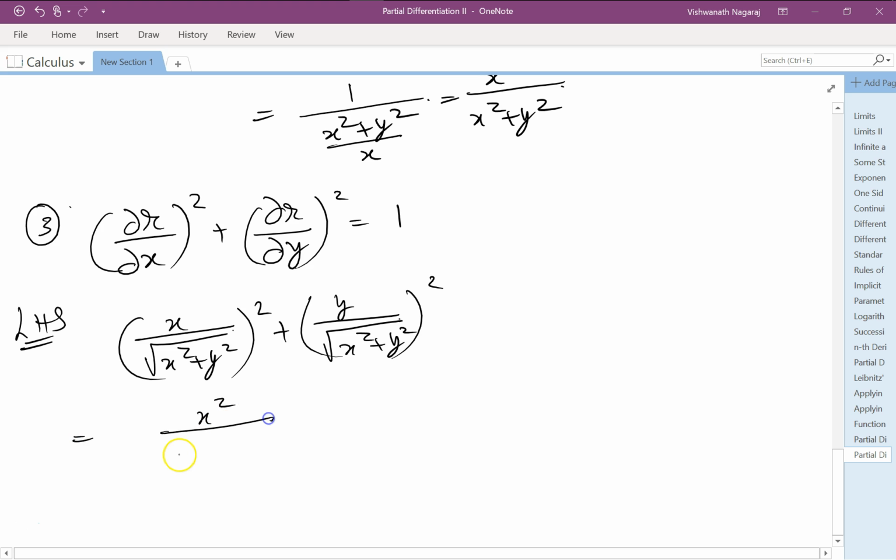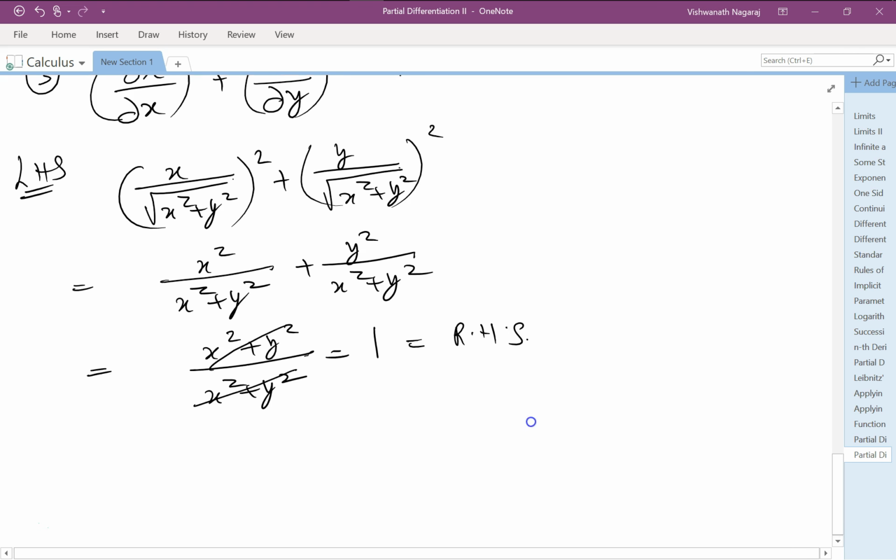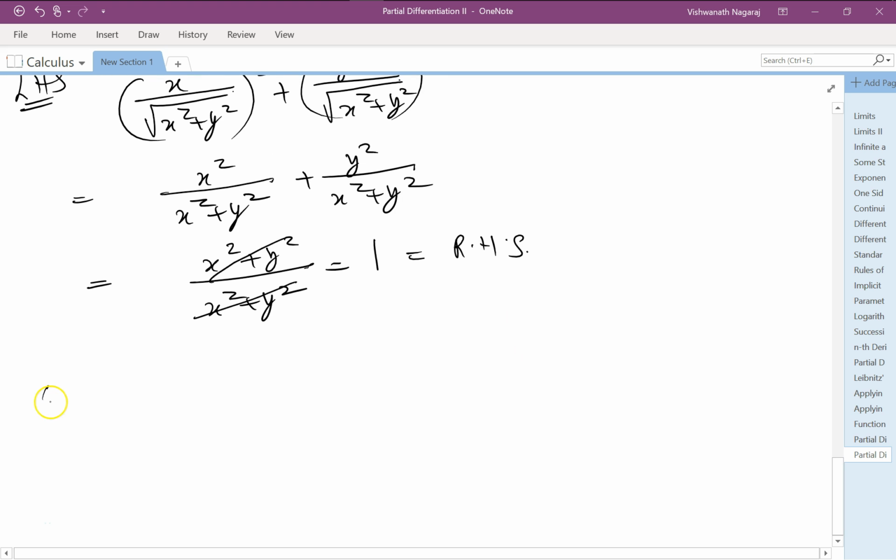It becomes x square by x square plus y square, plus y square by x square plus y square. The square root disappears and the numerator becomes square. Now, since the denominators are same, the numerators can just be added up. So x square plus y square in the numerator and denominator both get cancelled, and we are left with 1, which is equal to RHS. Okay, let's look at the next one.